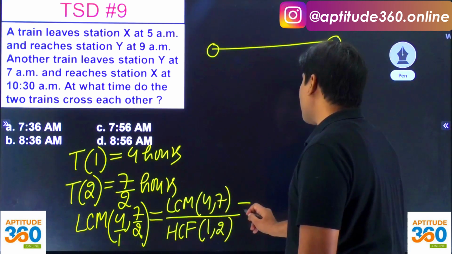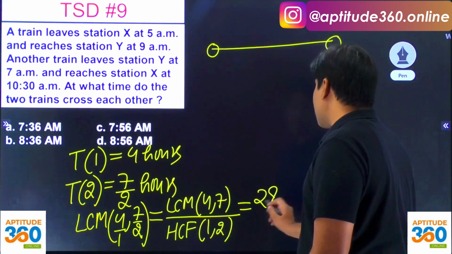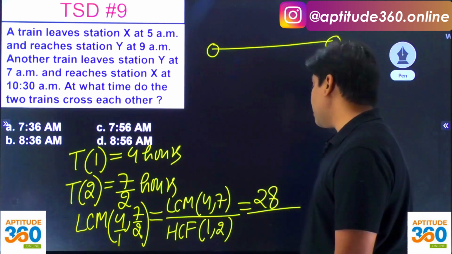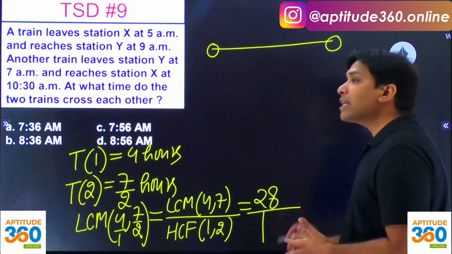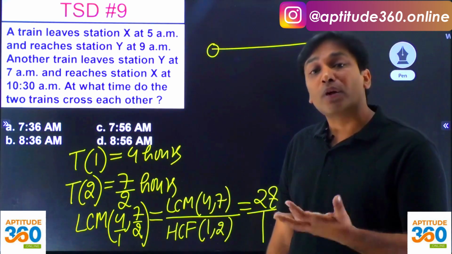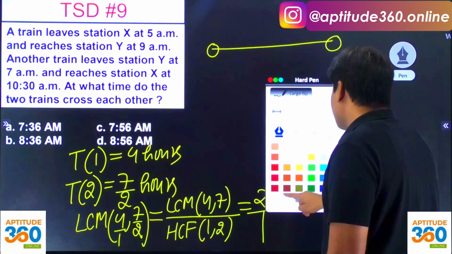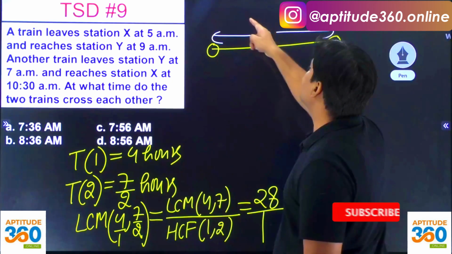So this value comes out as 4 and 7, both of them are co-prime to each other. So this LCM comes out as 28. What is co-prime? Now you know, you have seen my video. 4, 7, and this is 1. So this LCM comes out as 28. Now what I'm gonna do, I'm gonna take the distance between these two stations as 28 kilometers. Please understand this.